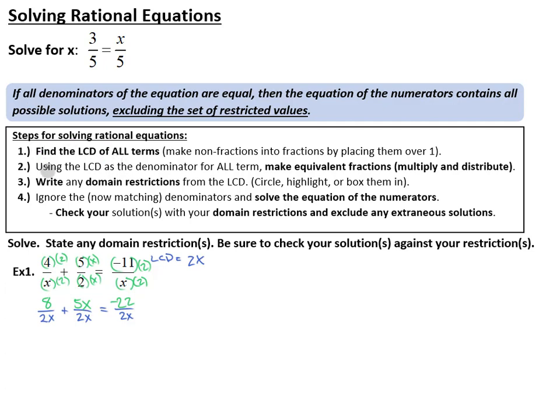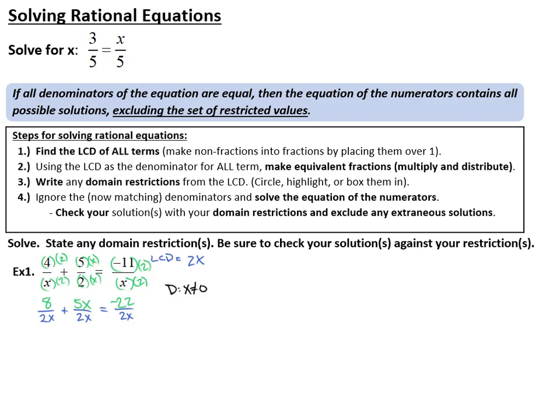Okay, so that was step 1 and step 2. Find the LCD and make our equivalent fractions. Step 3 is to write any domain restrictions. So notice that we do have 2 factors in our LCD, 2 and x. 2 will never be 0, but x could be 0. So we need to say our domain, x cannot equal 0.